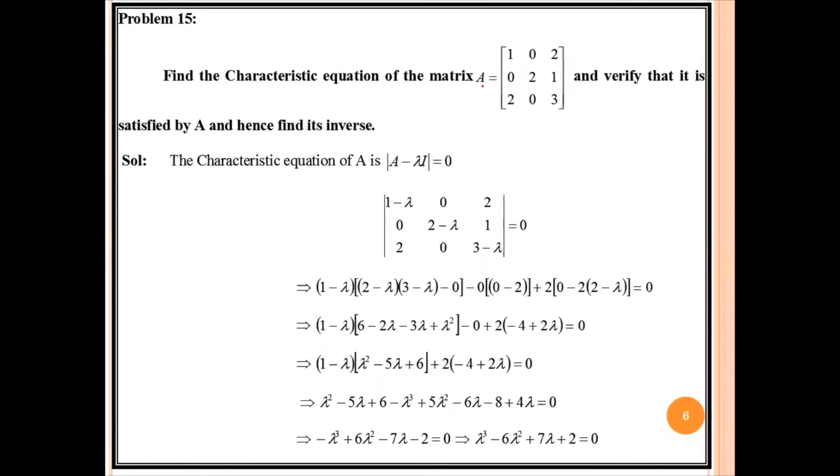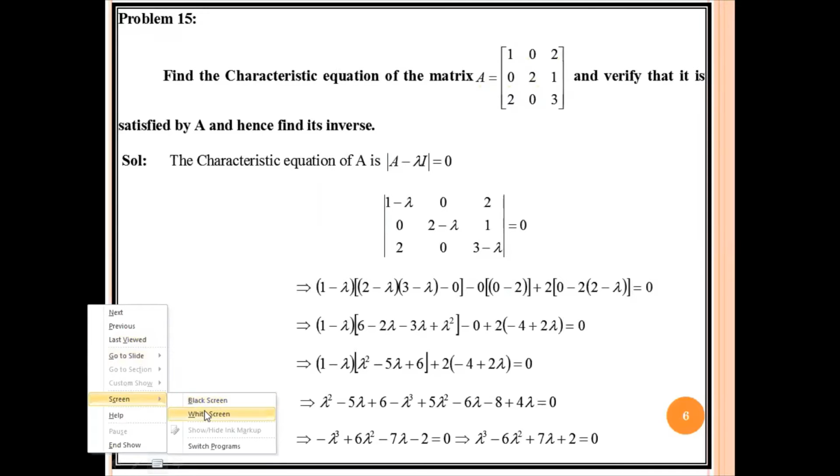Now, what is the matrix here? A is given: A is equal to [1 0 2; 0 2 1; 2 0 3]. So take the matrix as that one. Going to the white screen, this is the matrix that is given.